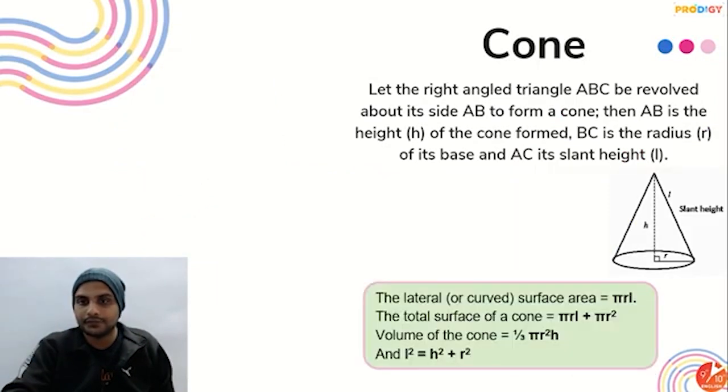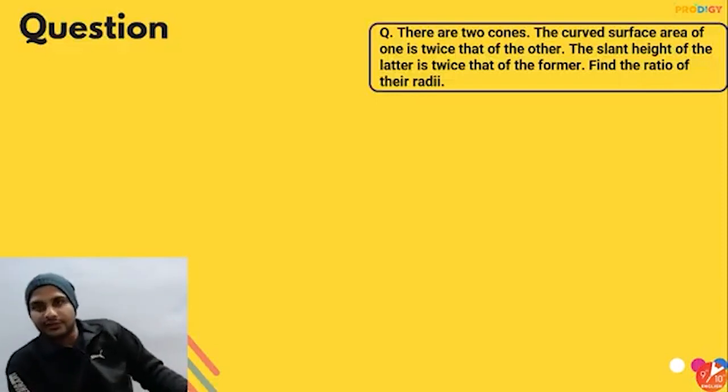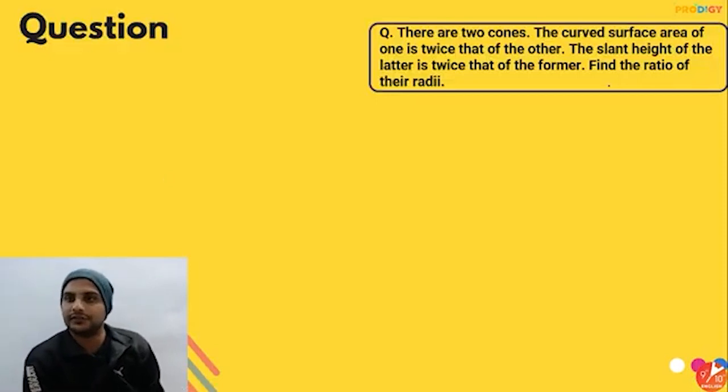Alright. Okay, so let's look at one question, guys. There are two cones. The curved surface area of one is twice that of the other. The slant height of the latter is twice that of the former. Find the ratio of their radius. So they are saying there are two cones. Curved surface area of one is twice that of the other. CSA of the one is twice that of the other. They are saying slant height of the latter, the other one, is twice that of the former.